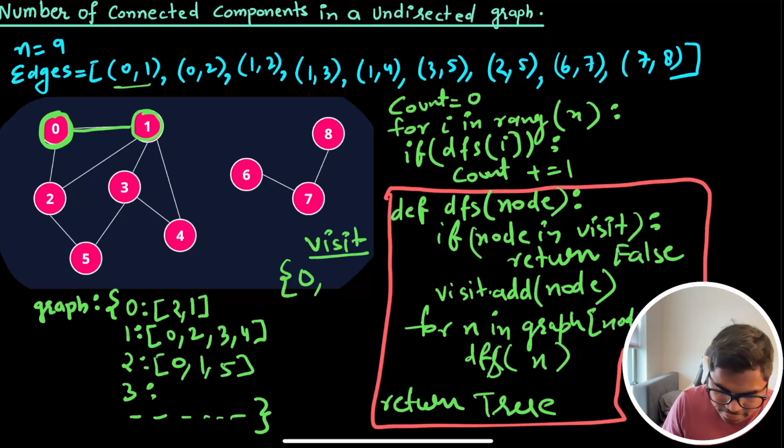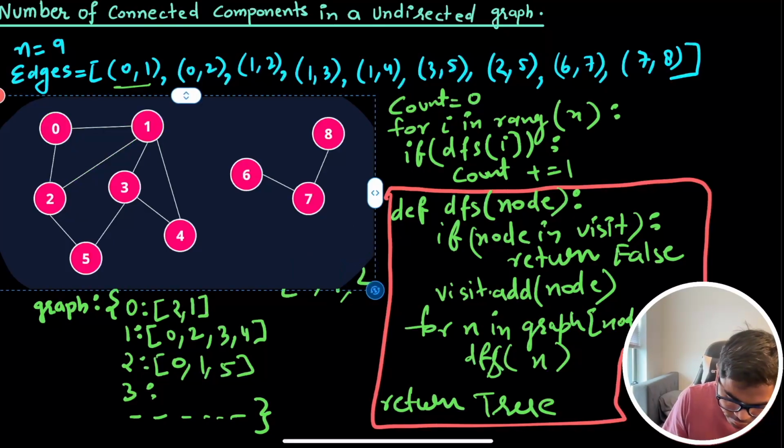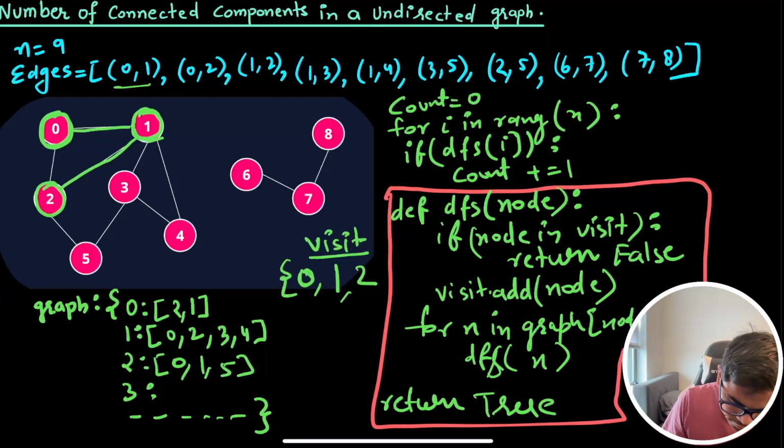So let's do a dry run. I'm going to start visiting 0. It's not in my visit set yet, so I'll just add it to my visit set and then start exploring all its neighbors. So then I will call DFS on 1, and on 1 I'm going to start exploring its neighbors. 1 is not visited, so I'll mark it visit. Then I'm going to start exploring 1's neighbors. So 2, let's explore 2. 2 is not visited.